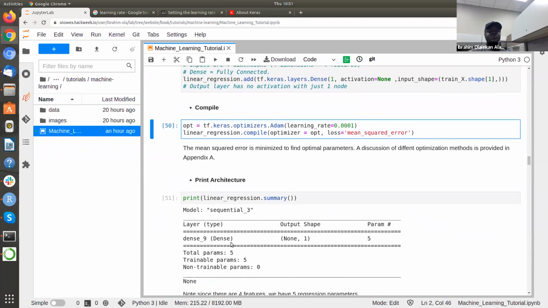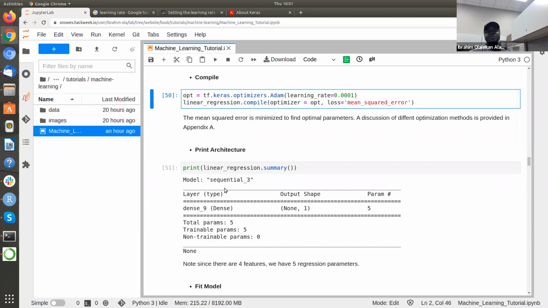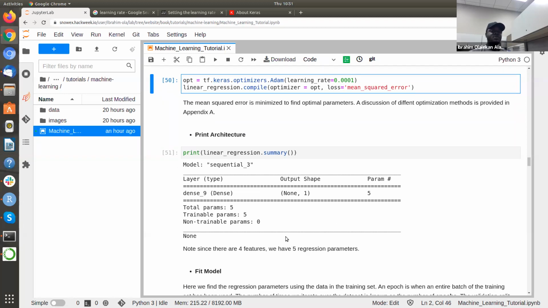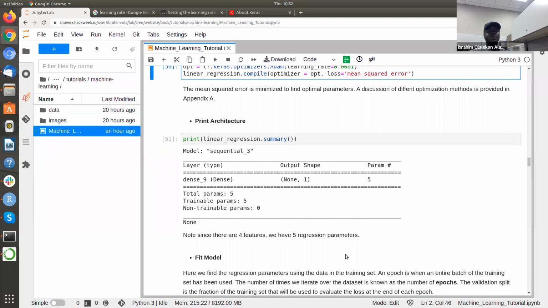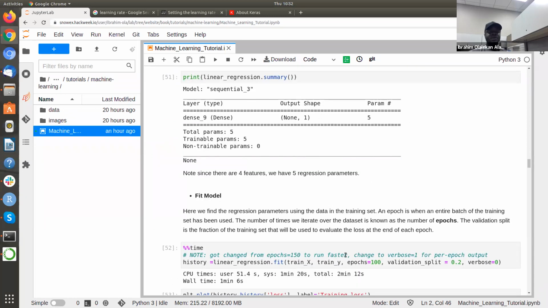So the next thing is we can print our model, and by printing the model, it simply tells you the number of parameters you have to estimate. Since we have 4 features here, that means we have 4 slopes that we want to estimate, and then we have 1 intercept. That is why we have 5 parameters here to estimate. So the next thing is we have to fit our model. By fitting the model, here we find the regression parameters.